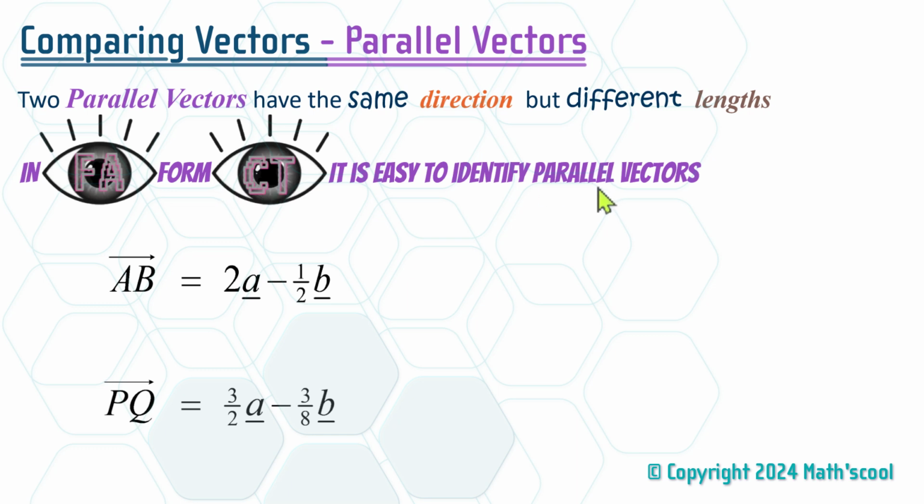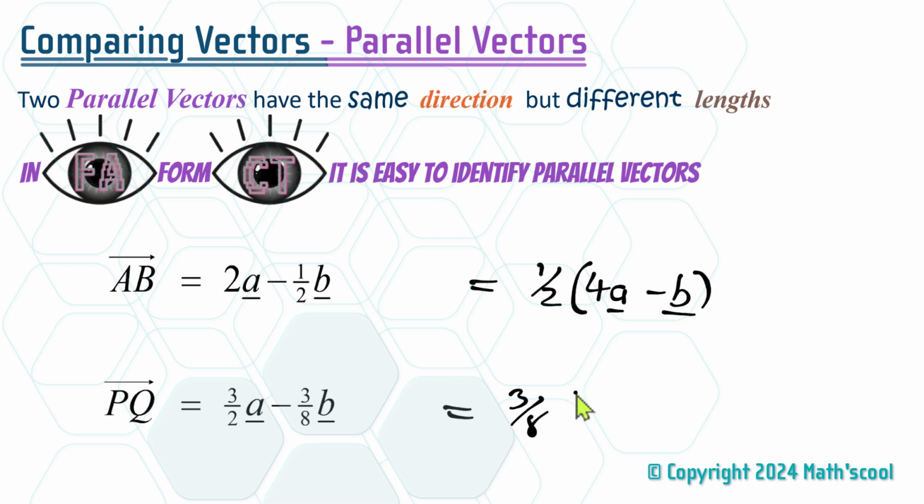So what they're saying is, look, you can't tell that these are parallel, but if you just factorize them, from this one I'm going to factorize a half out. So that's going to give me a half, and then that's going to give me 4A minus B. And this one I'm going to factorize 3/8 out. And then that's going to give me, well, if I want to make that over 8, I'm going to have to multiply top and bottom by 4. So it's going to be 4A minus B.